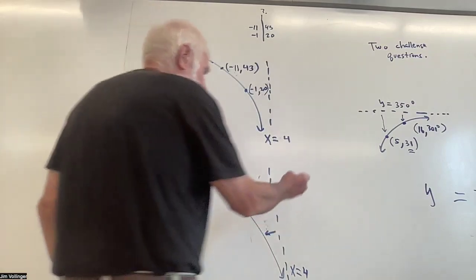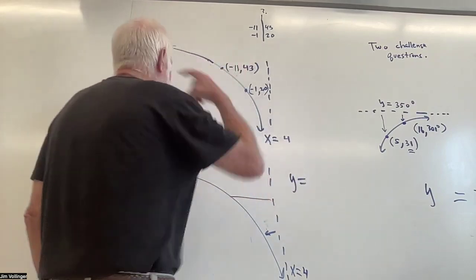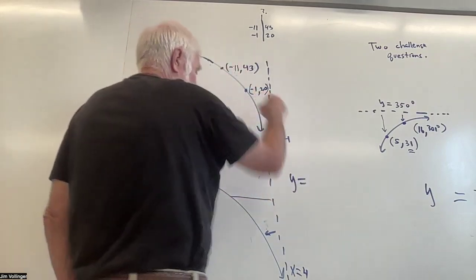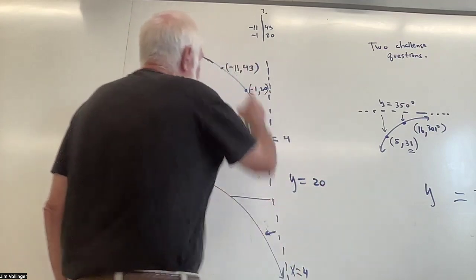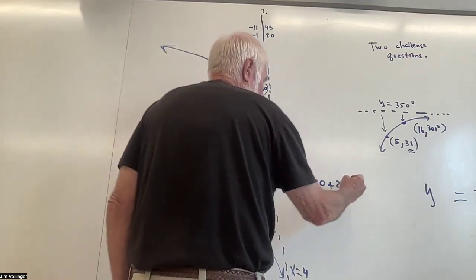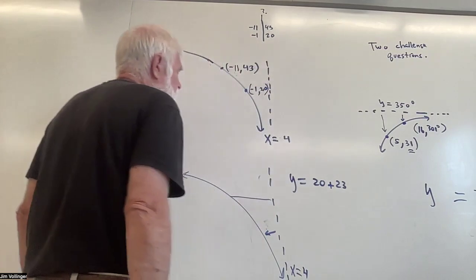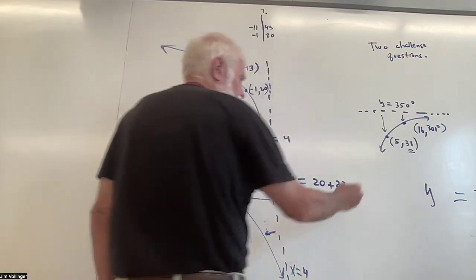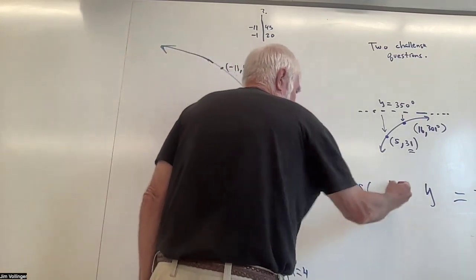All right, so let's start with y equals. What do I see? I see 20. And then I've got to get to 43, so I guess I'm going up 23. Sure looks like a logarithm, so write that in.